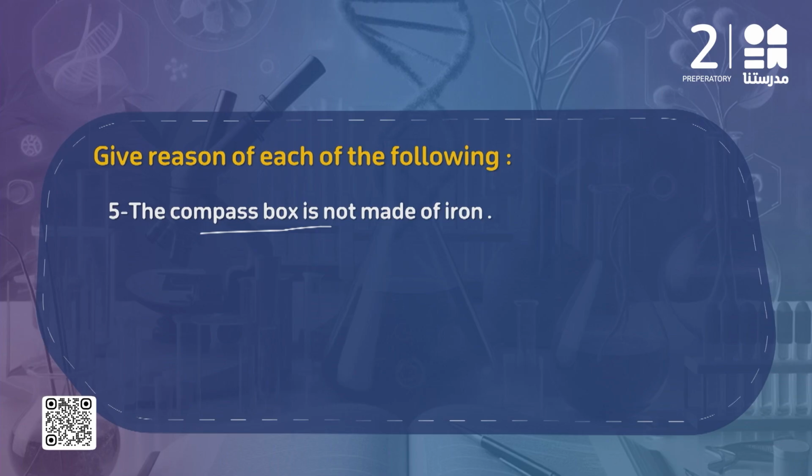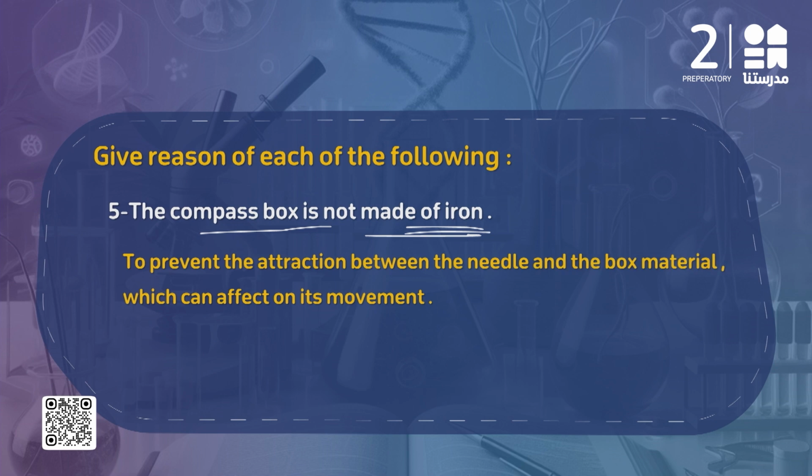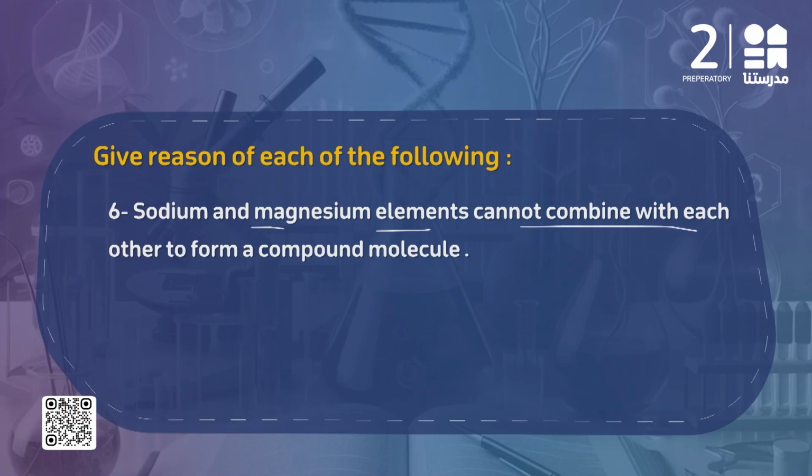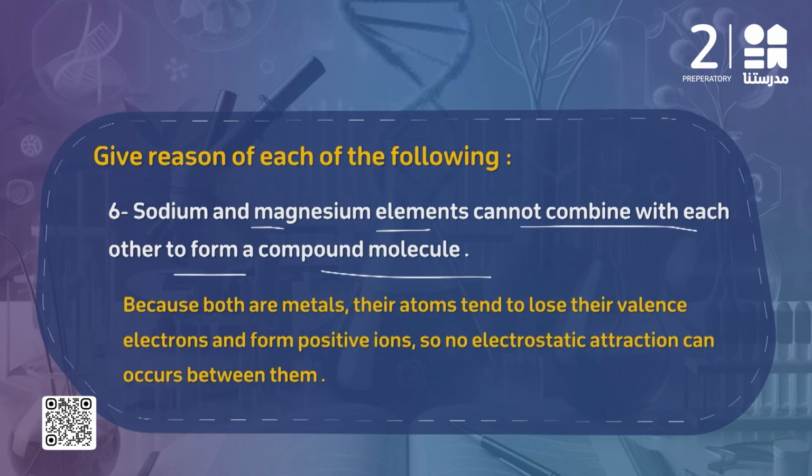Number 5 بيقول لنا the compass box is not made up of iron. ما هي لو هي معمولة من الايرن هتعمل fixing للماجنتايزد needle at the center وبالتالي it wouldn't be able to rotate freely. يبقى to prevent the attraction between the needle and the box material which can affect its movement لأنه زي ما احنا عارفين the compass it's used to detect the 4 geographical directions والcompass needle is characterized by being freely moving. فأنا لو ثبتها وحصل لها attraction في الماتيريال بتاعة البوكس لو معمول من الايرن it wouldn't be freely moving.